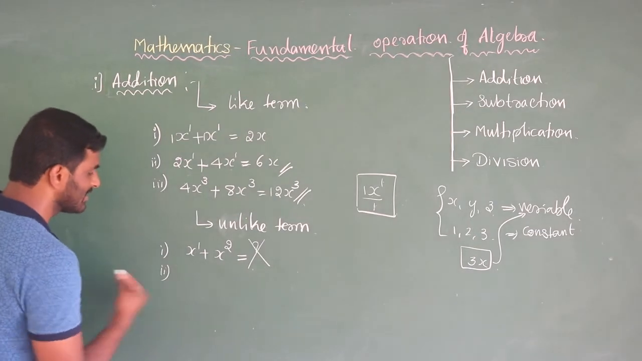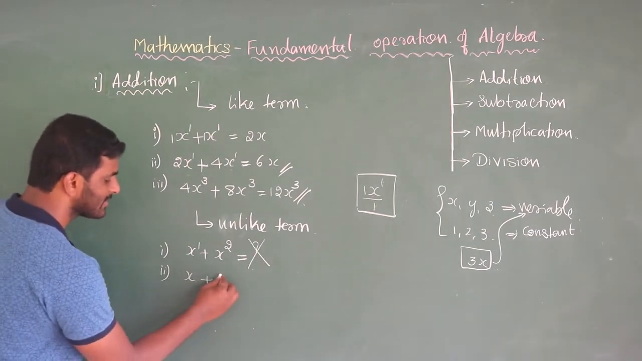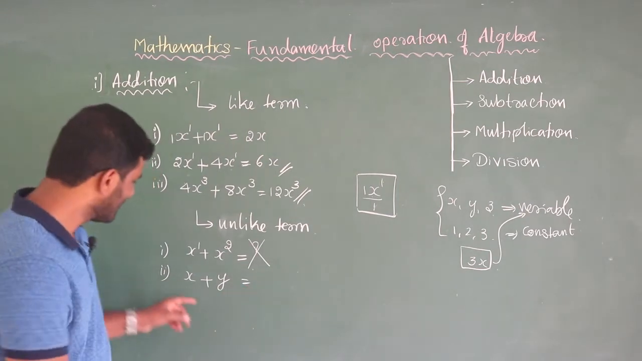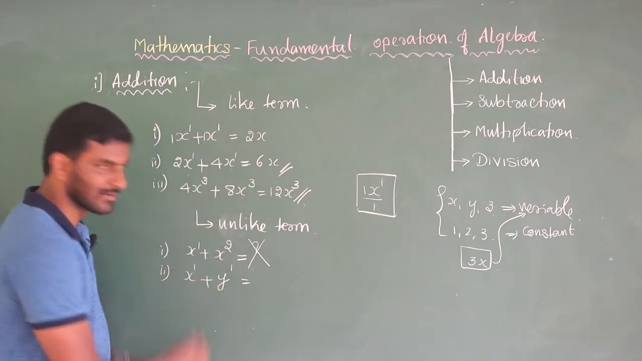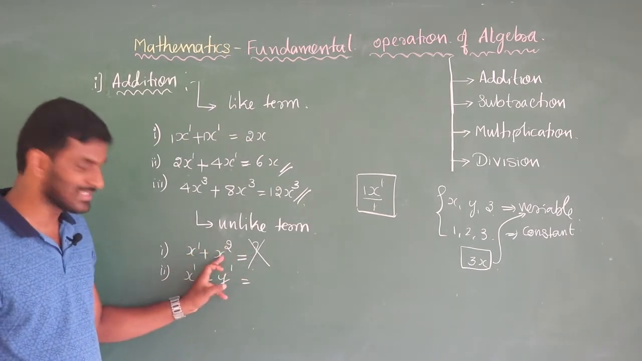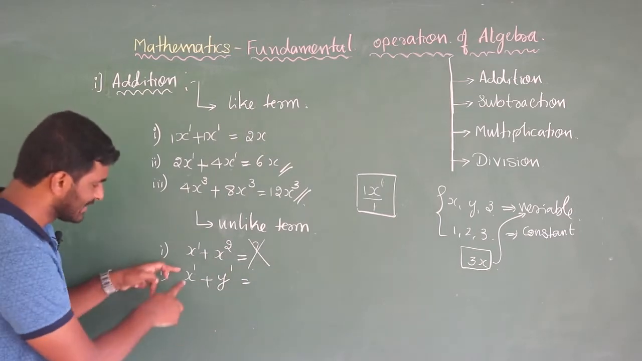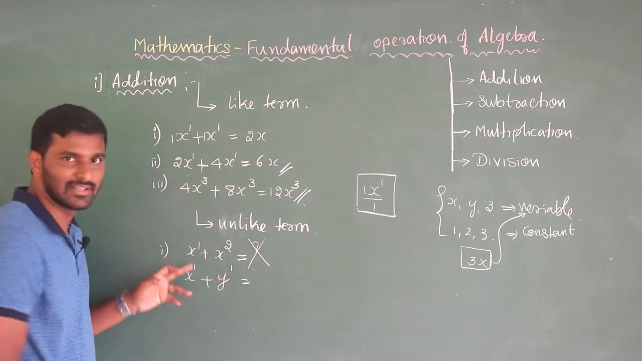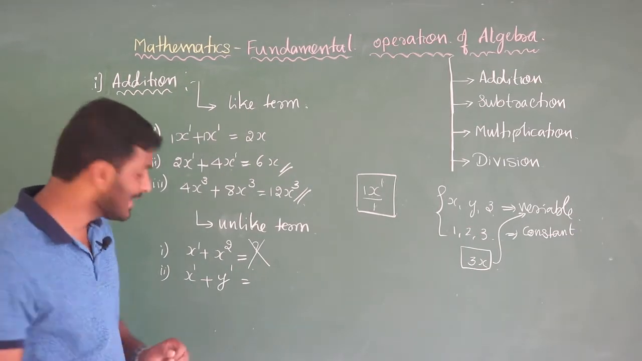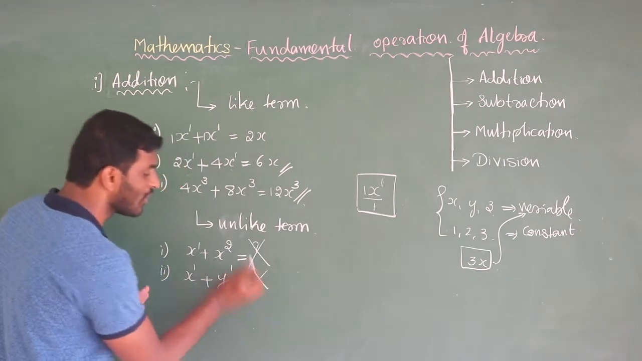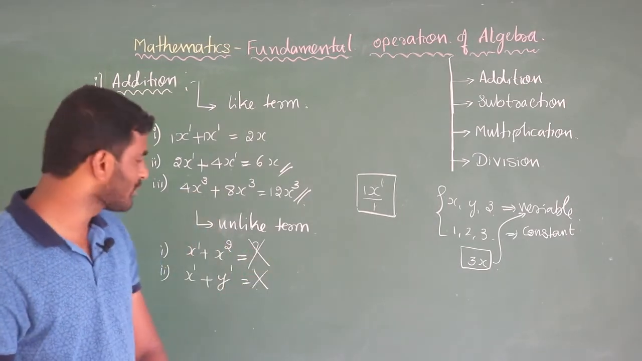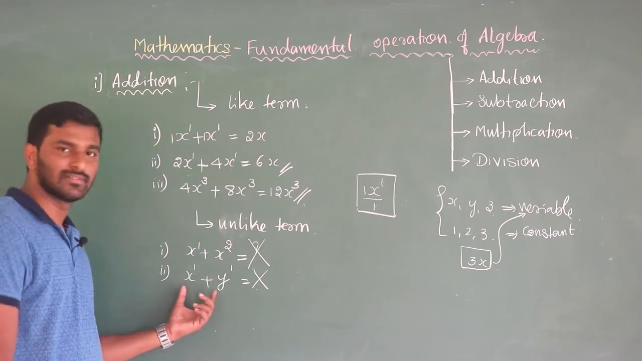So the second example, x plus y, and that is equal to. Is it possible to add? Here the degree is also 1, the degree is the same. Is it possible to add? No, the base is different here. Hence, it is also not possible to add. Understood? This is what unlike terms are.